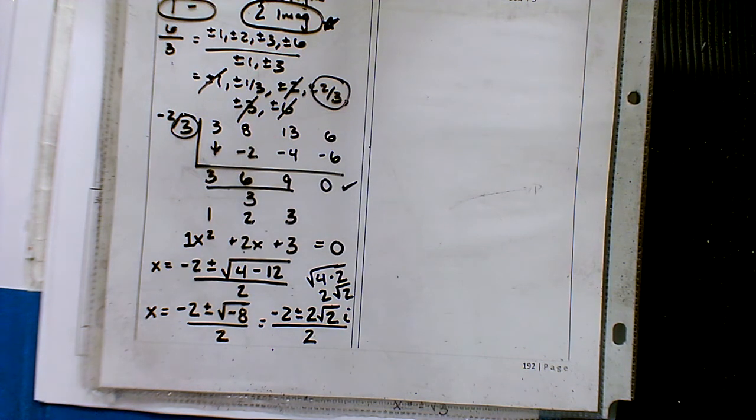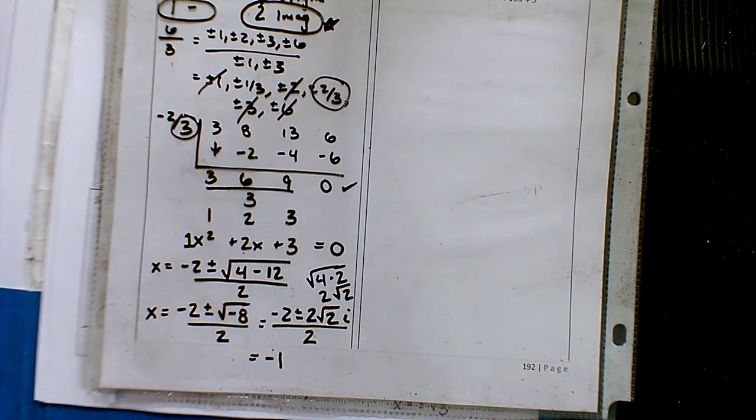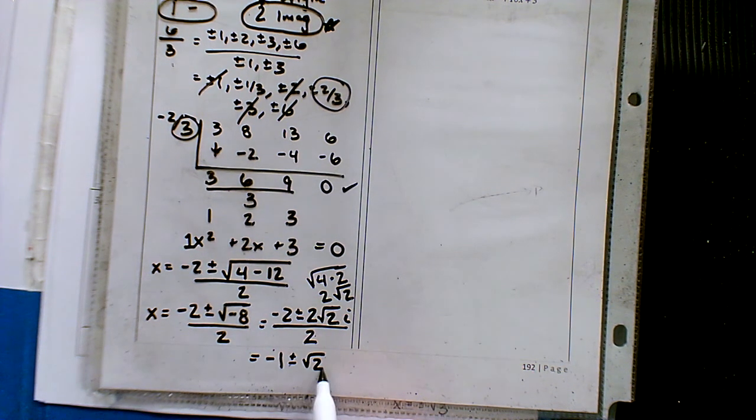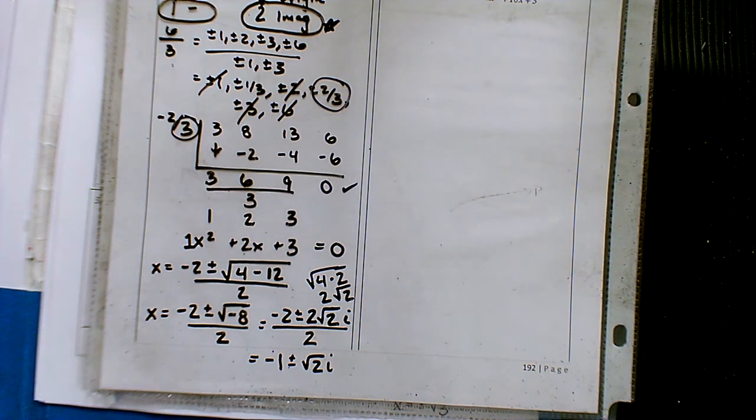So we have all these 2's going on, so we should be able to divide. If we do negative 2 divided by 2, that'll be negative 1. And then we're going to take the 2 in front of the square root, and we can divide that 2 away. So 2 divided by 2 would just be 1 as well. So we're just going to be left with square root of 2 i.